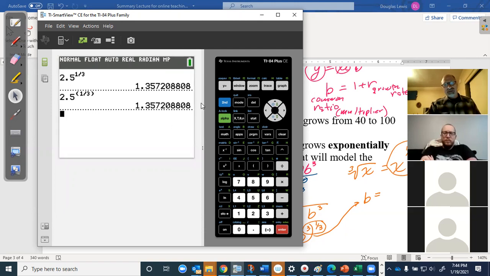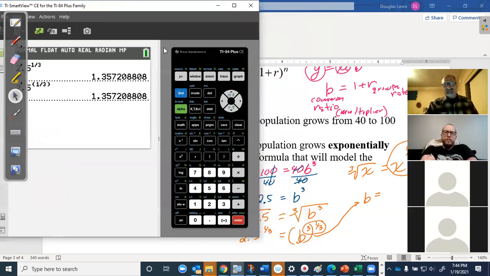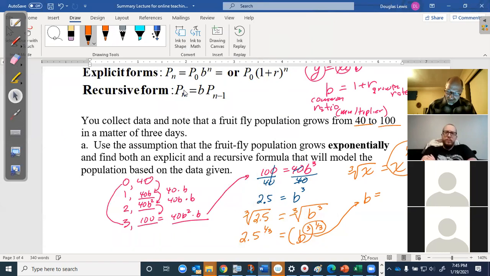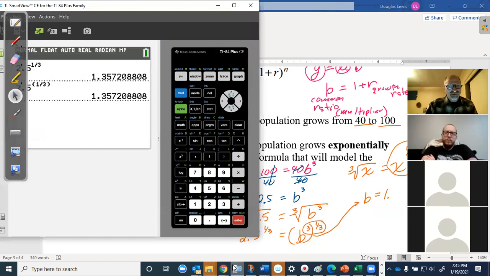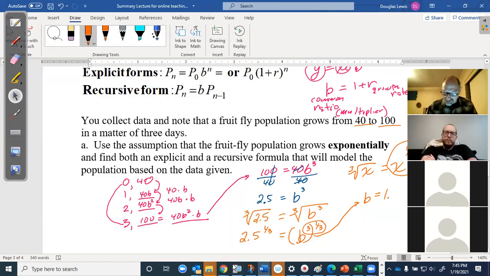And I'm just going to approximate this because what are we talking about here? We're talking about fruit fly population. Well, this is not exact. How can you count the exact number of fruit flies? That's pretty hard to do. So, I mean, 100 is rounded off probably, right? So we said this is 1.357. I'm just going to go 1.357. That's more than we need to do.